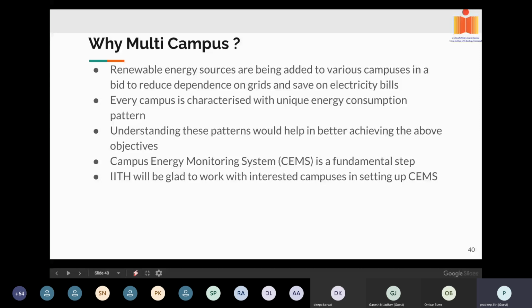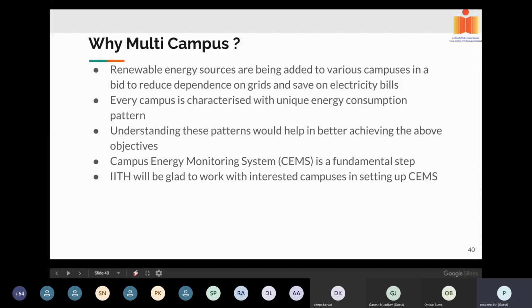Before you do anything, first you need to monitor your load curve: what time your peak is coming, what time off-peak is coming, and so on. And we work with the interested campuses to set this up. So some examples I will show. These are some of the campuses.